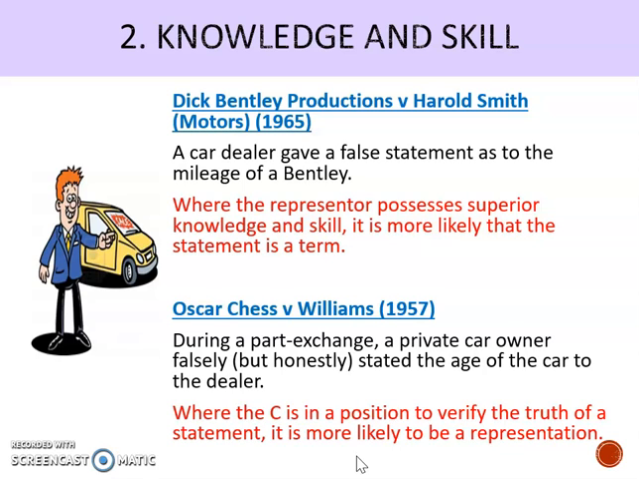So what these two cases are showing us is that if your representer has the superior knowledge, it's more likely to be a term. However, if the representer has less knowledge than the person they're selling it to, as in Oscar Chess, then it's more likely to just be a representation.